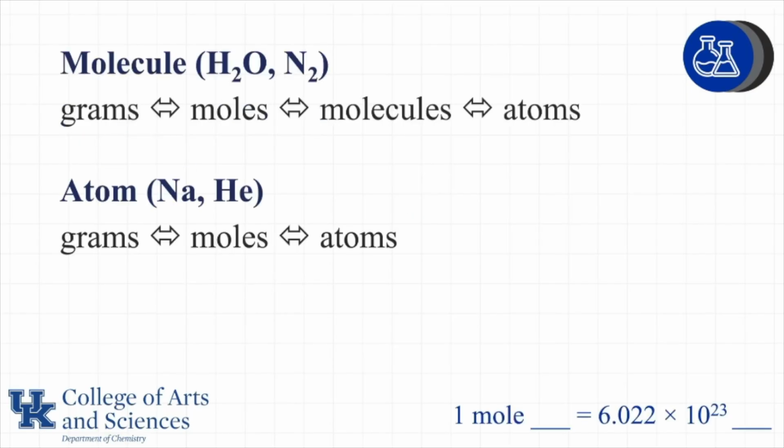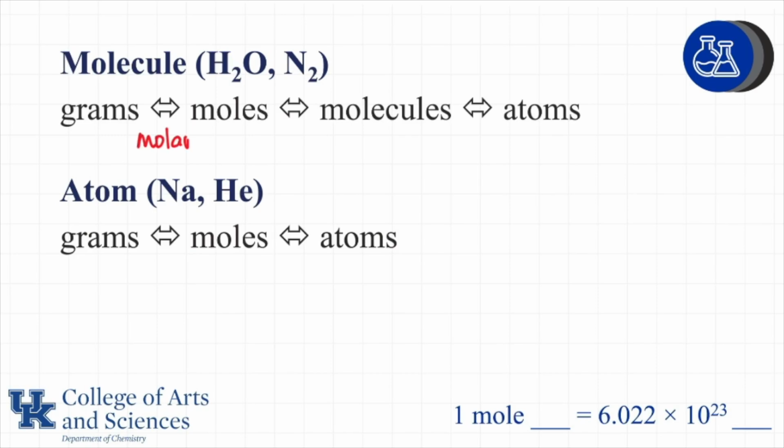We've seen this diagram before, and we were just focusing previously on the moles to molecules or moles to atoms. Now we're going to expand upon that and look at grams to moles to molecules to atoms if we're dealing with a molecule, so anything with 2 or more atoms combined, or with an atom where we go from grams to moles to atoms. Because we're talking about individual atoms, there is no molecule to worry about there.